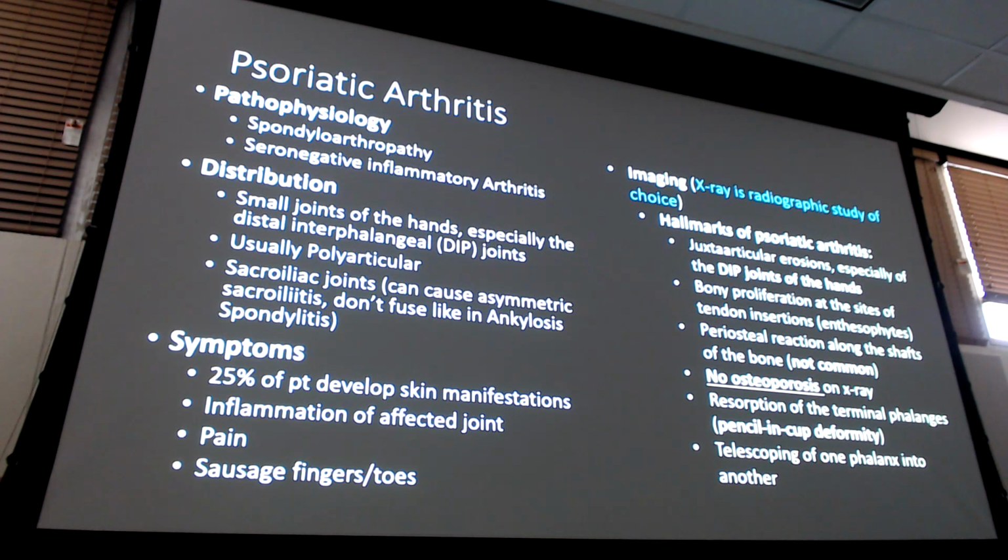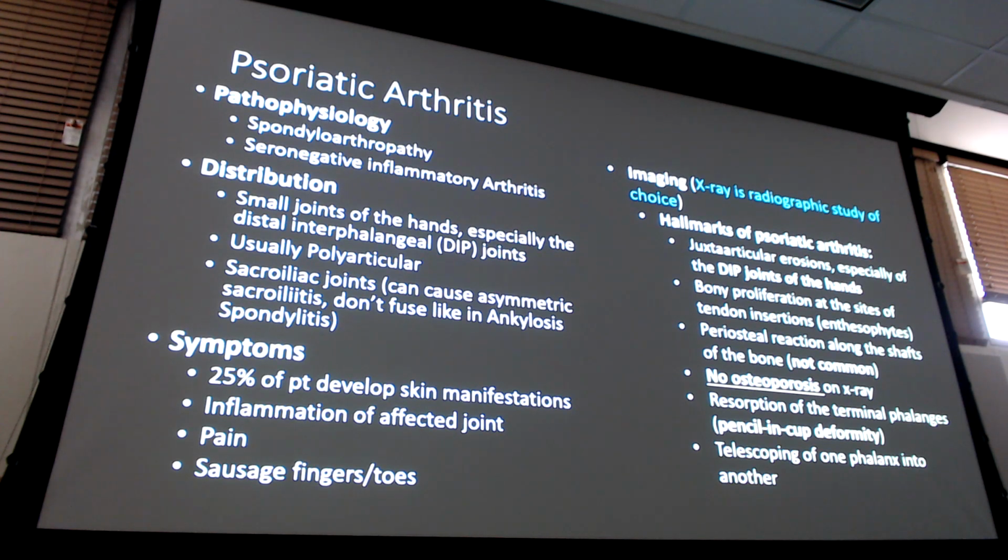We got one that's MCPs. We got one that's the MTP. So knowing the location will help you distinguish between these things. Okay? 25% of patients can develop skin manifestations. What are those skin manifestations? Anybody know? Psoriasis, silvery skin, right? Silvery, scaly skin. So if you have a patient that has that, this should be on your differential. Inflammation and pain in the affected joint, sausage fingers and toes.